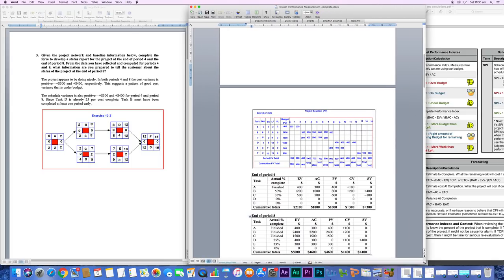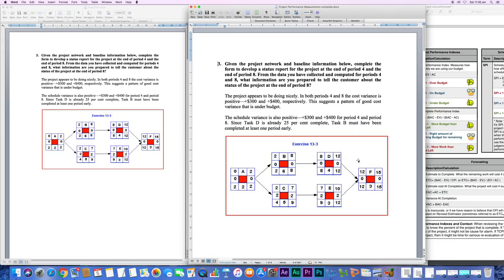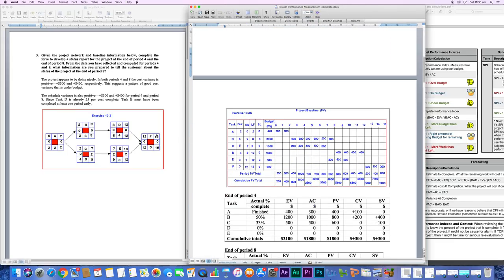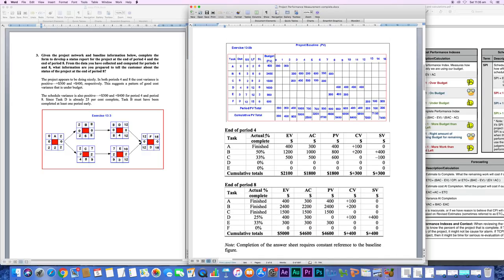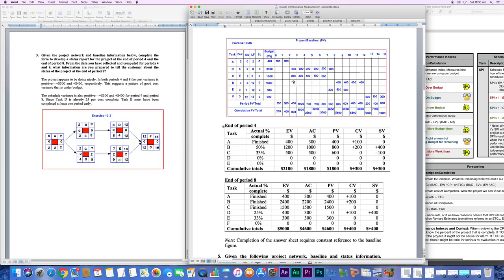I'll just make it a little bit bigger. This is the network, and this is your project baseline. We've got all activities listed here just like in your network. We've got the duration of these activities. We've got early start, late finish, slack, and a budget. This is the total budget for each of your activities. That must be given to you because that's something we determine in our planning phase. So it's not something you can calculate. It has to be given to you.